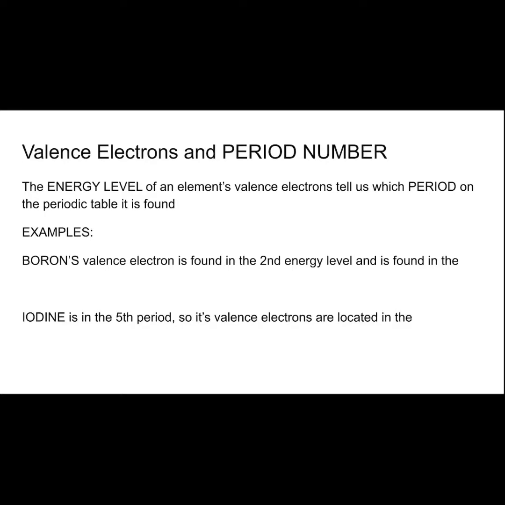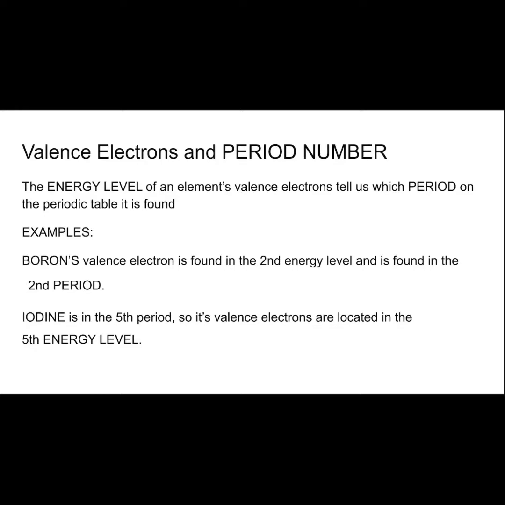The energy level of an element's valence electrons tells us what period on the periodic table it's found in. So if you're looking at a periodic table, boron's in the second period or the second row, so its valence electrons are going to be found in the second period. Iodine's in the fifth period or the fifth row, so that means its valence electrons would be located in that fifth energy level or that fifth period.